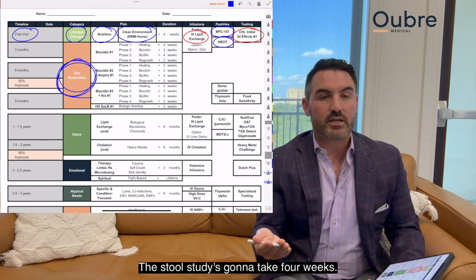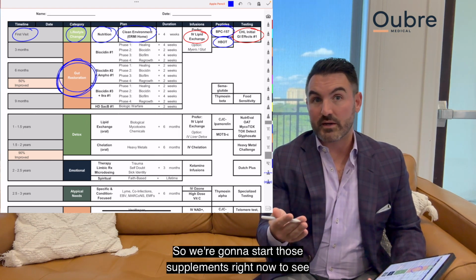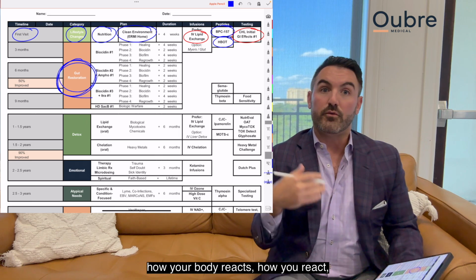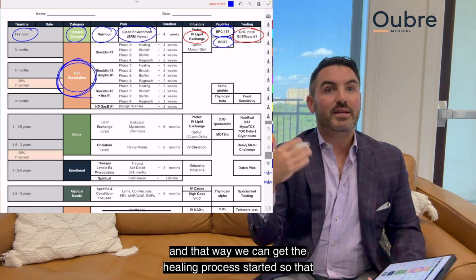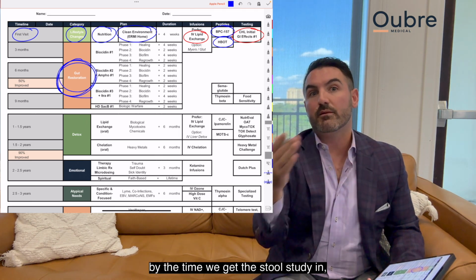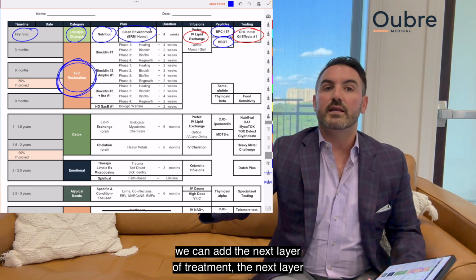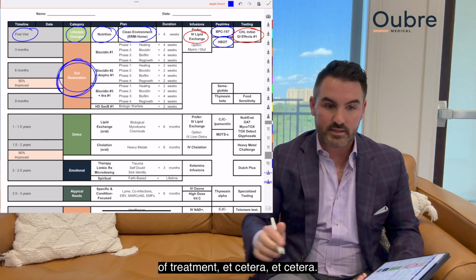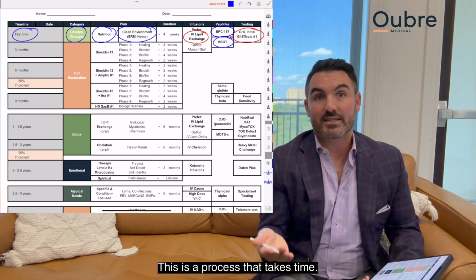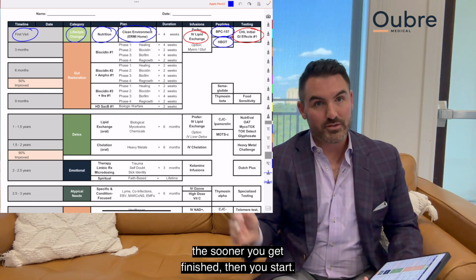So we're going to go ahead and start those gut healing supplements ahead of time. The stool study is going to take 4 weeks. So we're going to start those supplements right now to see how your body reacts. And that way we can get the healing process started so that by the time we get the stool study in, we can add the next layer of treatment, et cetera, et cetera. This is a process that takes time. So the sooner we start it, the sooner you get finished.